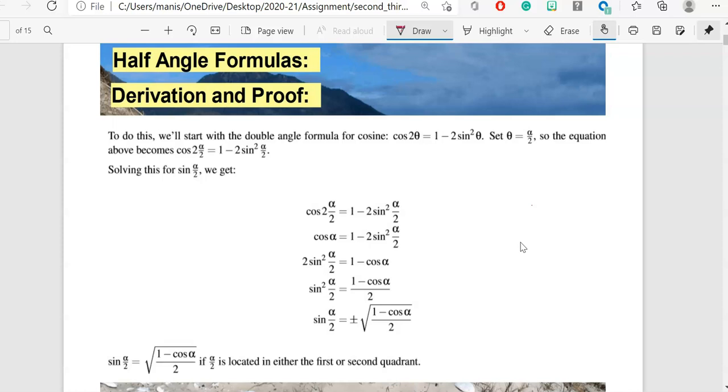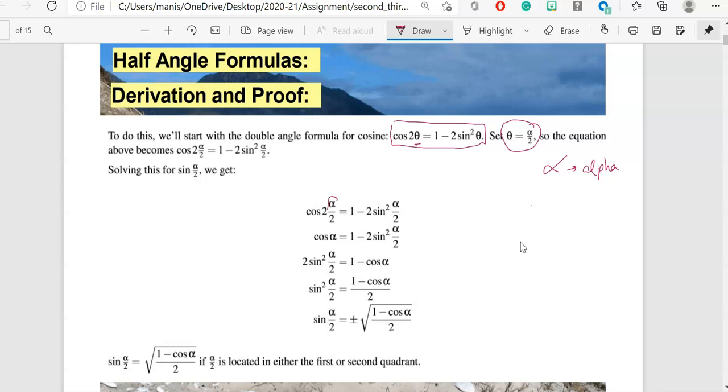To do this, we will start with the double angle formula for cosine. Cosine of 2 theta. If you do not know, this is a formula, as I'm explaining again: cosine of 2 theta is equal to 1 minus 2 sine square theta. What we have done over here is we have replaced theta by alpha over 2. This symbol is called alpha.